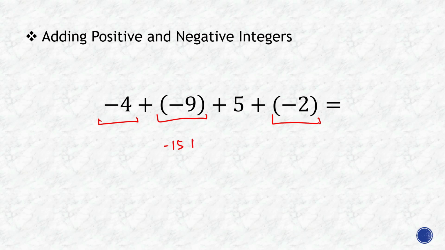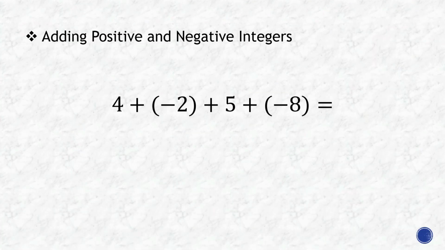So I'll bring down the 5, the plus 5. Now these two have different signs, okay? 15 is higher than 5, but 15 is negative, so the higher number should be negative. We need to subtract them because they have different signs. So 15 minus 5 equals 10. So the answer is equal to negative 10.